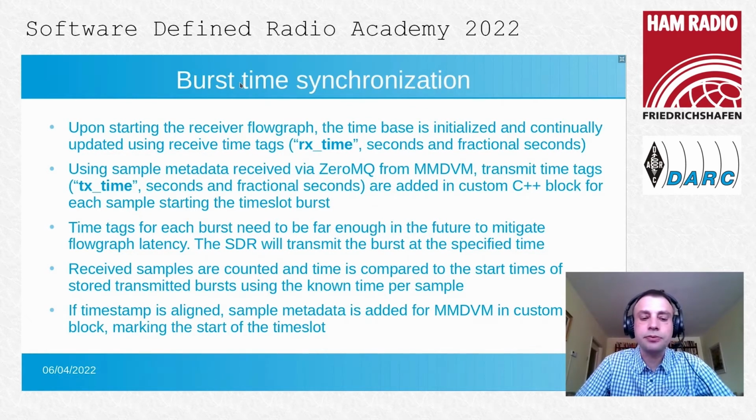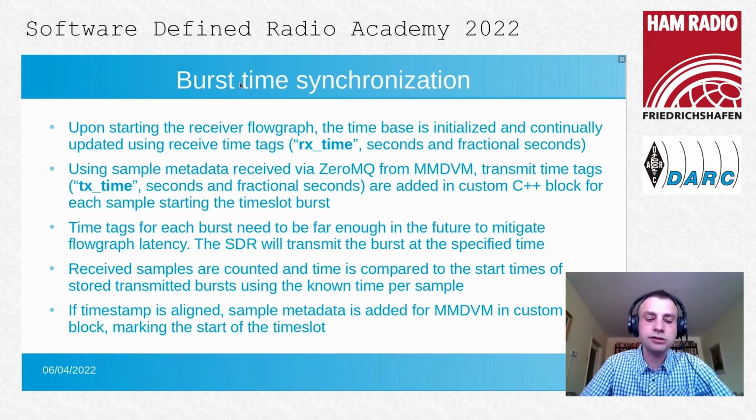If the timestamp is aligned with the start of a transmitted burst, then sample metadata is added for MMDVM consumption in a custom C++ block to mark the start of the time slot, and then MMDVM will basically process these samples using the metadata and will then receive and demodulate the DMR transmission in the correct time slot.